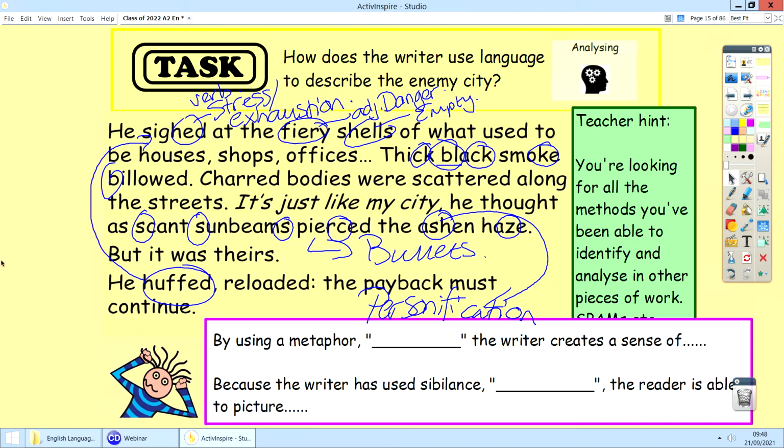Now, sentence starter Steve says there are two ways that we might approach this. By using the metaphor, blank, whatever it is, the writer creates a sense of whatever it is. Or you could say, because the writer has used sibilants and then put the quote in, the reader is able to picture and then go on to say what it is. Okay, so those are two ways that you might want to address this task. So pause the video and do this task and then come back. Write a little paragraph. Hope you've done that. Okay, so I'm going to assume that you've paused the video, written a little paragraph or a couple of sentences to be analytical, and then you've come back. Well done.